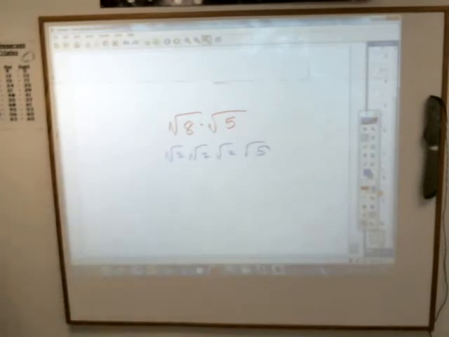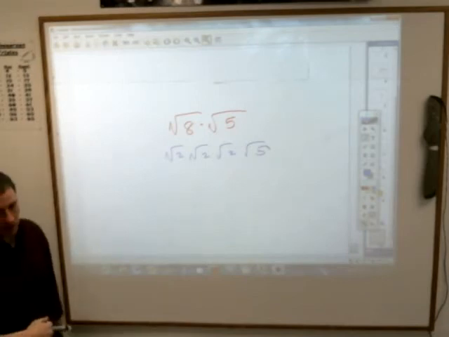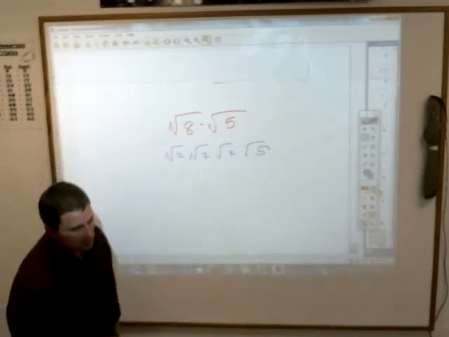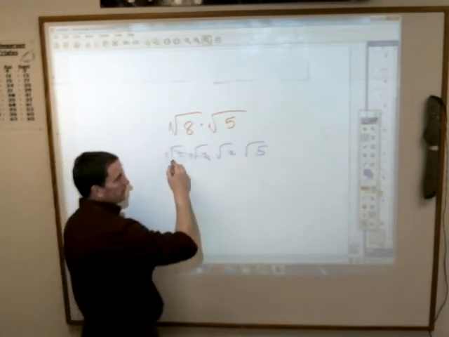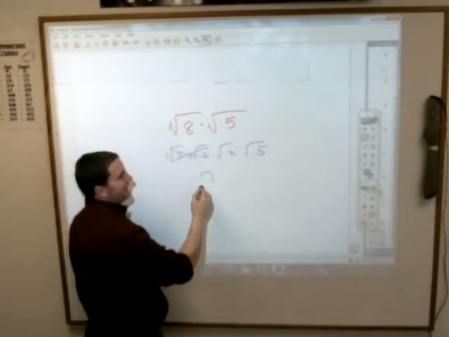If you break it down, you end up with the square root of 2 times square root of 2 times square root of 2 times square root of 5. So Austin says that would be, now you have to be careful here, 2 square roots of 2 end up giving you just a normal 2.